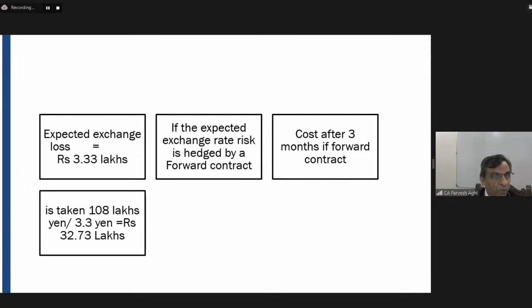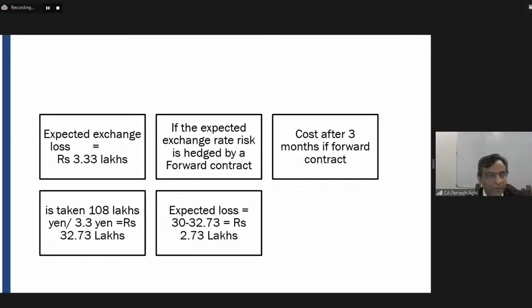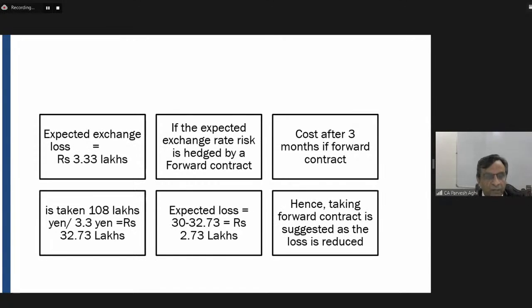108 lakhs divided by 3.3, which is 32.73 lakhs. So the expected loss will then be 2.73. That means if he takes a forward cover, he's going to suffer 2.73 lakhs. If he doesn't take a forward cover, then the expected exchange loss which he calculated was 3.3. So he should go for a forward cover. Hence taking a forward contract is suggested, as the loss is going to get reduced because of that.